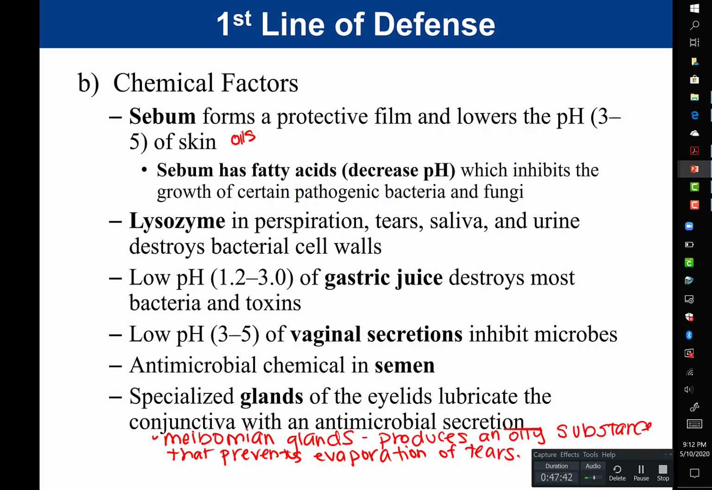And so this produces these specialized chemicals that basically help to prevent bacteria from getting into the eye. And so these are the variety of chemical factors.